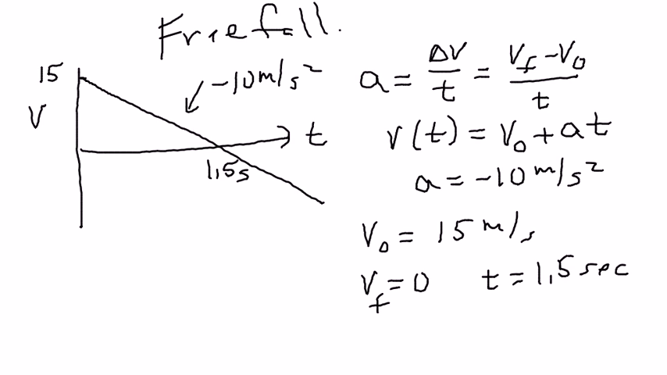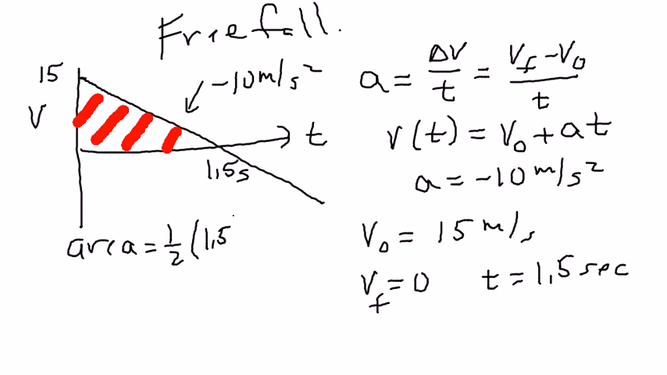Remember we said that the displacement is the area underneath that curve. So this area right here looks like 1/2 the base, and the base is 1.5 seconds, times the height, and the height is 15 meters per second. If I go through and do that out, I come up with an area, or a displacement, of 11.25, and the seconds cancel out, leaving me meters.